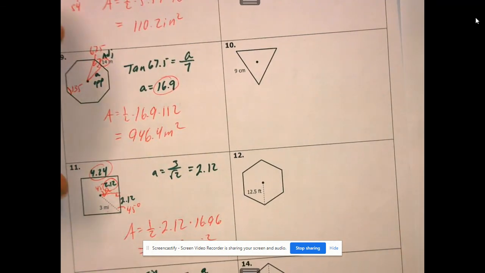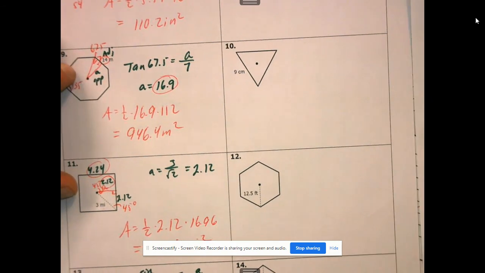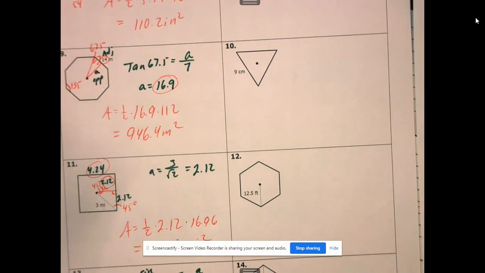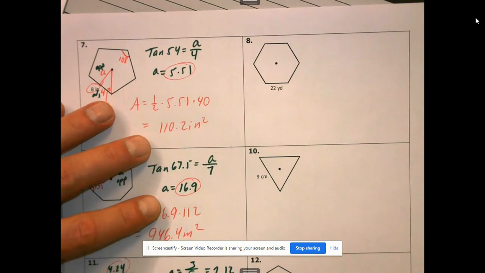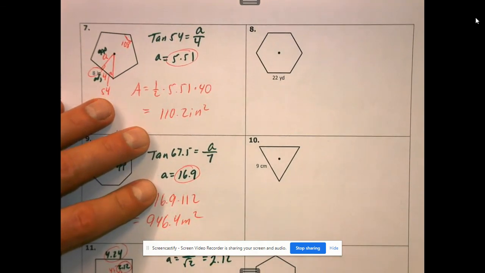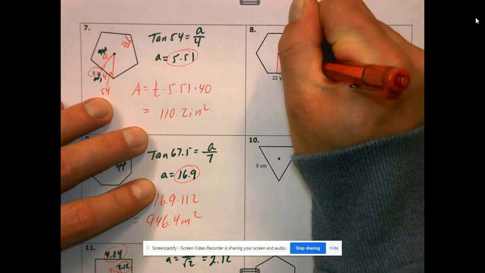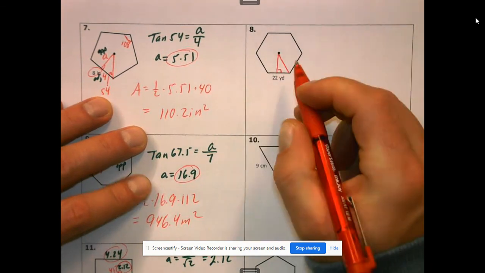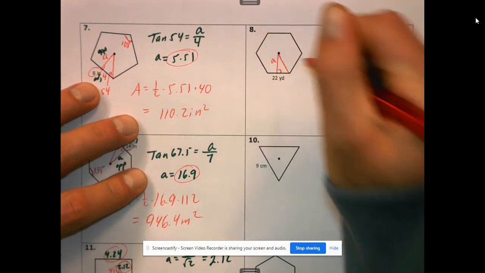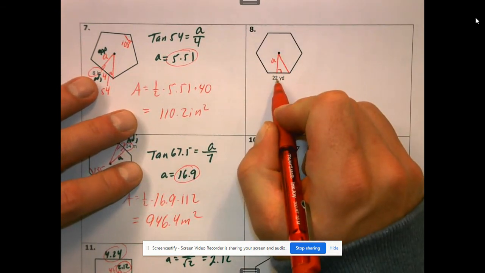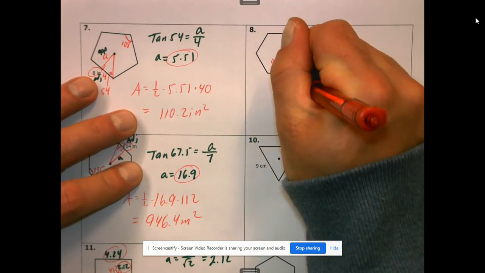I want to do one more with you guys where it has a 30, 60, 90, and I'll do one more where it has a special right with you. Let's take a look at, and they go kind of fast, numbers 8 and 10, then we'll call it good. All right, so step 1, draw your triangle. We're missing the apothem, and then I can do the bottom piece. If I cut 22 in half, this little guy would be 11.